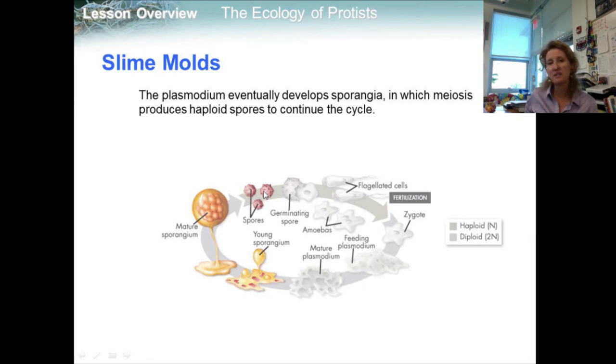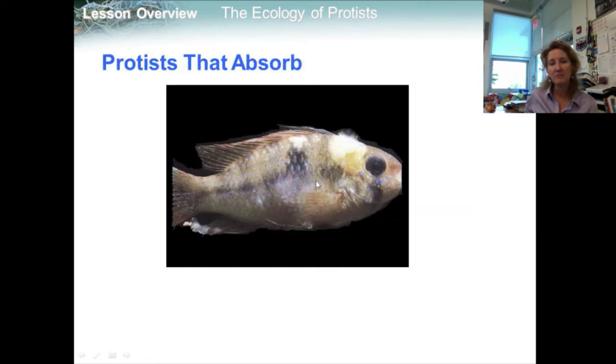Some protists survive by absorbing molecules that other organisms have released in the environment. Water molds, for example, grow on dead or decaying plants and animals, absorbing food molecules through their cellulose cell walls and cell membranes. This dead goldfish is covered with a common water mold called Saprolegnia.